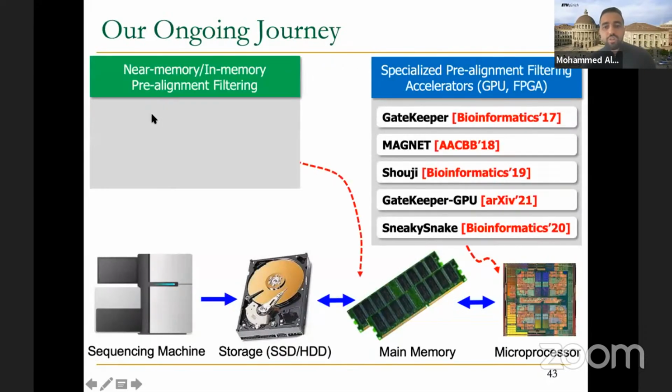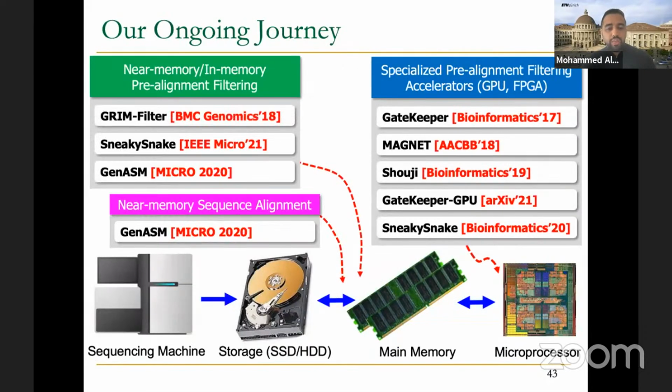Now, there are also other efforts from our group on accelerating read mapping, as you can see. For us, GateKeeper can be under this category to replace the CPU with a specialized core, but we still suffer from the memory bottleneck problem, or a storage problem, moving the data from the storage all the way to main memory to the FPGA itself.